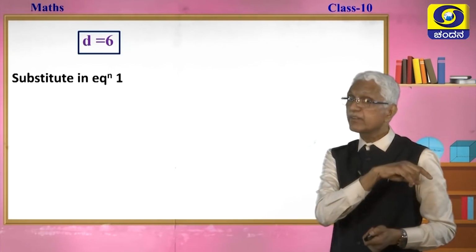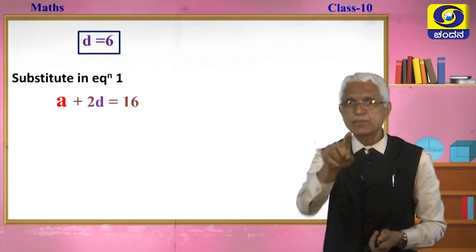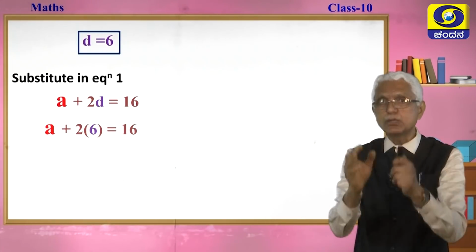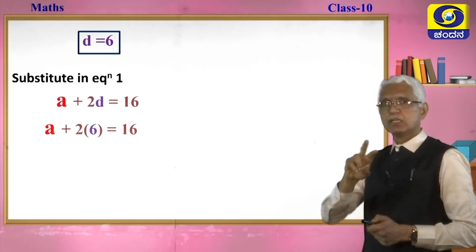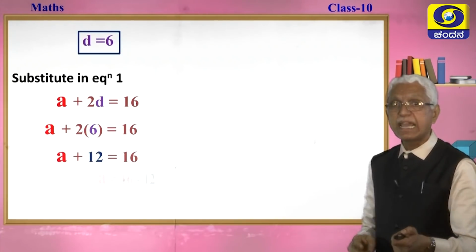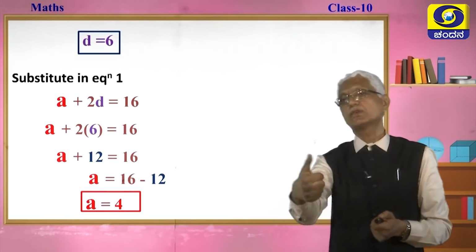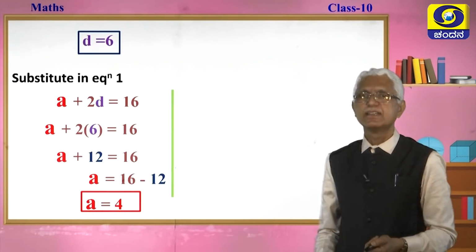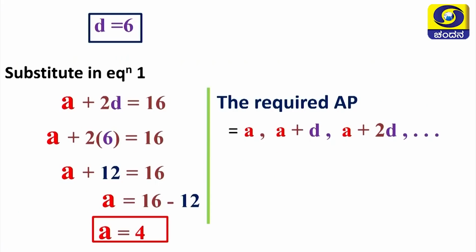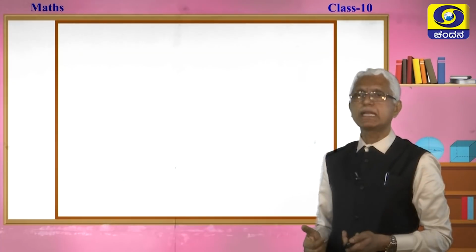Now, go back to the first equation. What is that first equation? They had given you the third term: A plus 2D is equal to 16. Am I right? So, A plus 2 into, in place of D substitute 6, 2 into 6 is equal to 16. A plus 12 is equal to 16. A is equal to 16 minus 12. A is equal to 4. Correct? You can write the AP. The required AP is 4, 10, 16. That is the required arithmetic progression.